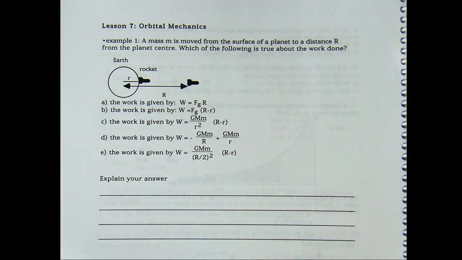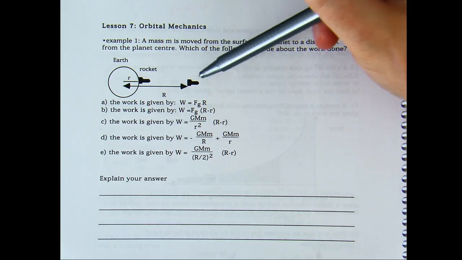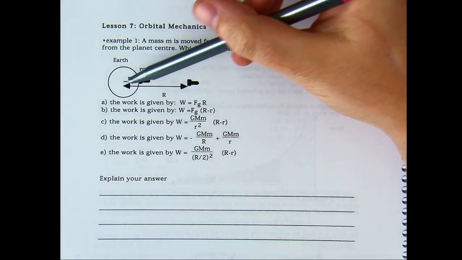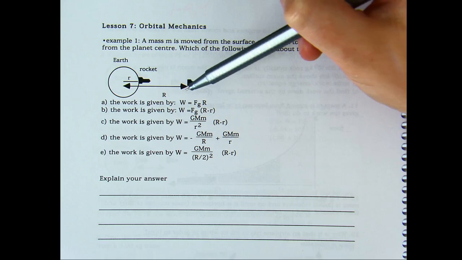So here we go, lesson 7. Let's just get straight into it. It's a carryover from what we were looking at in the last lesson. Looking at what we've got for a rocket leaving a planet, some distance r from the center. It starts at the radius of the Earth and moves out to some distance big R. And we wanted the work done.